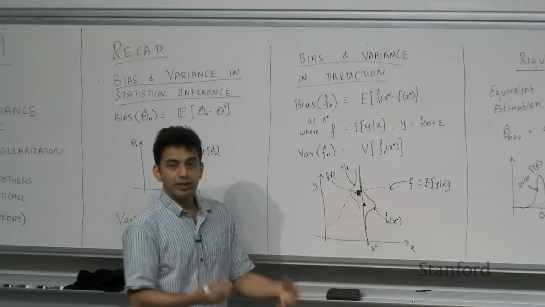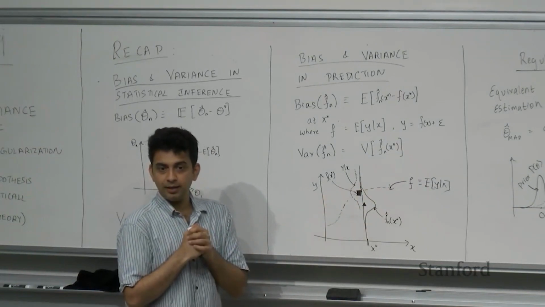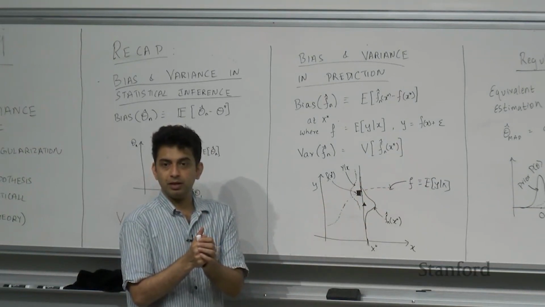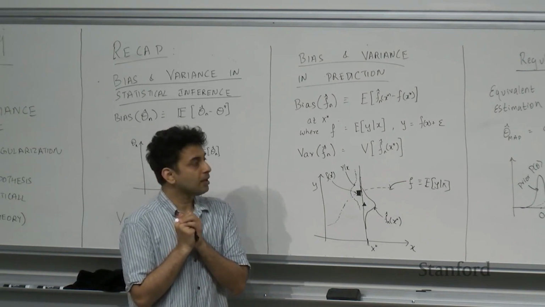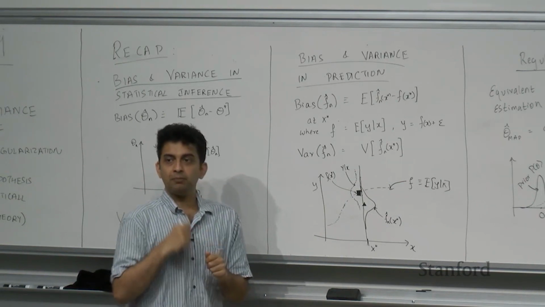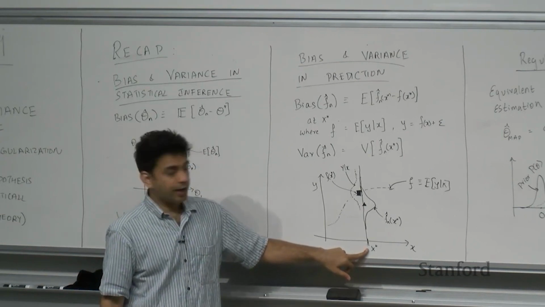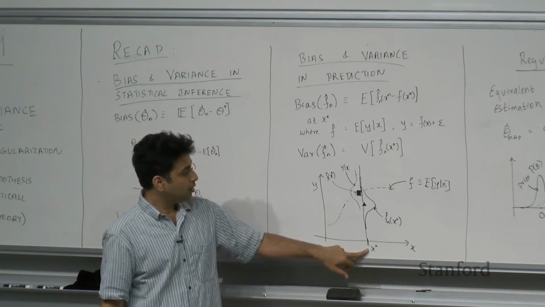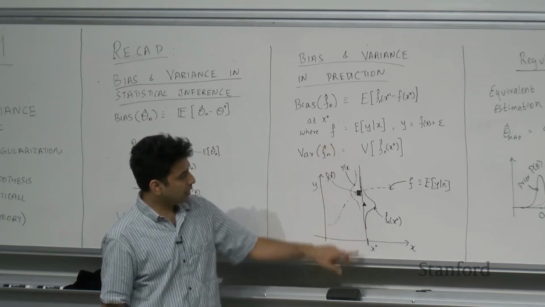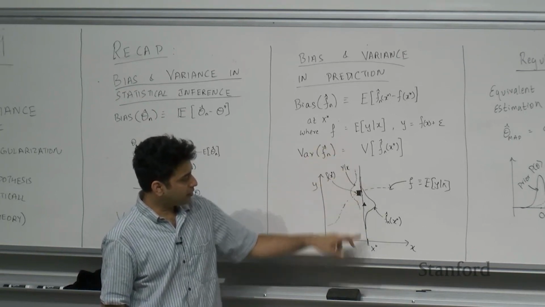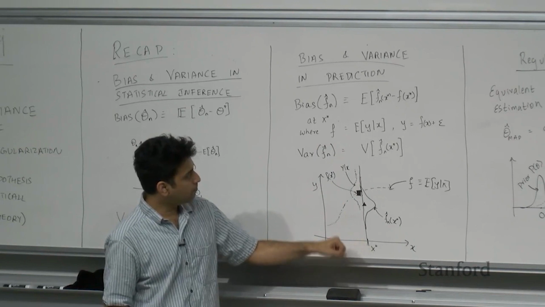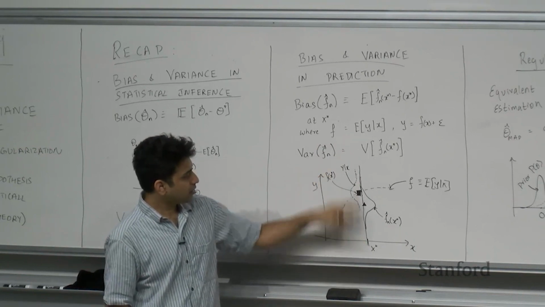Though this is the true function, we take some training data of size n and construct an estimator, which we call f hat n. Using f hat n, we make a prediction on a new test example x star. The prediction may be anywhere on this line. In principle, the value of f hat n of x star could be anywhere.